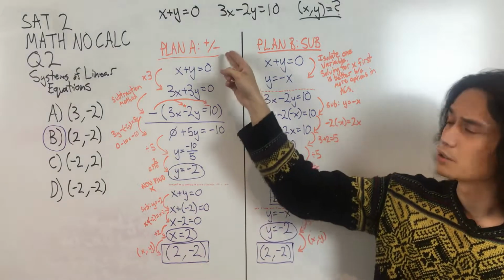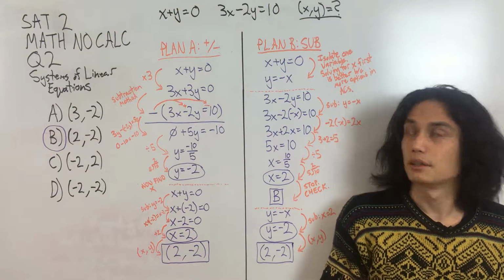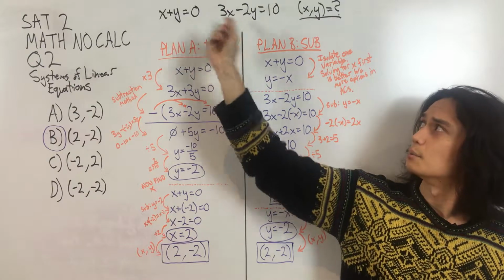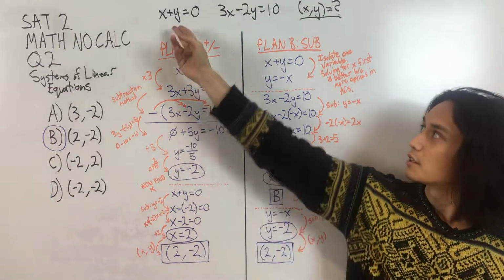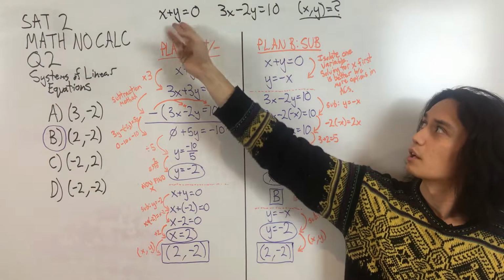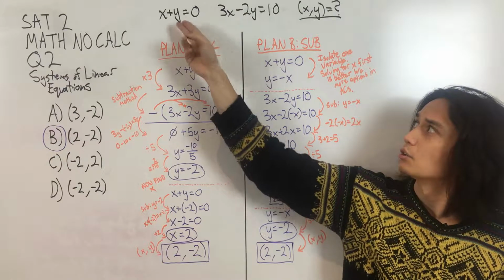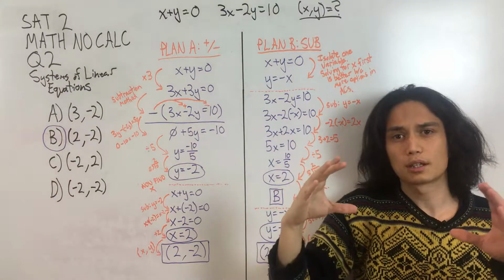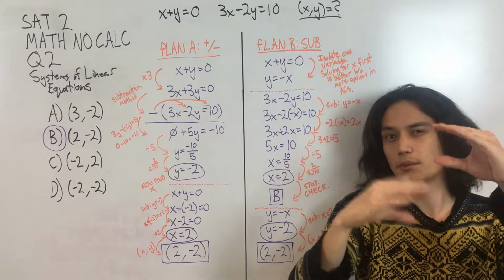Here at plan A, we're going to use the addition and subtraction method. The idea of that method is that we're going to solve this system of linear equations by taking this equation and making it match with this equation, with one of the variables. We're going to make either the thing in front of the x match, or the thing in front of the y match. Then by doing that, you'll be able to add or subtract one of the equations from the other.